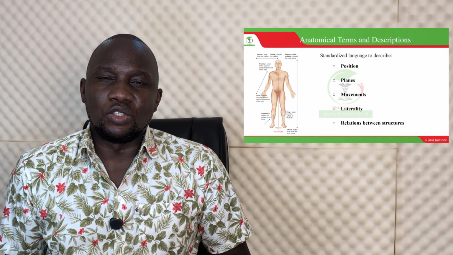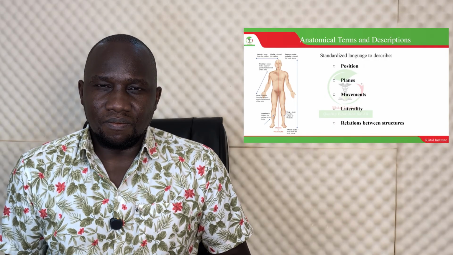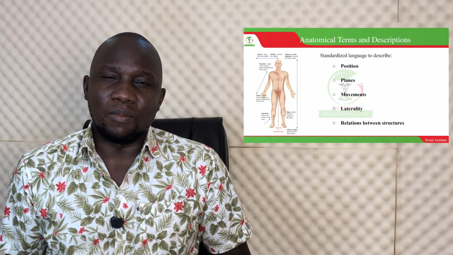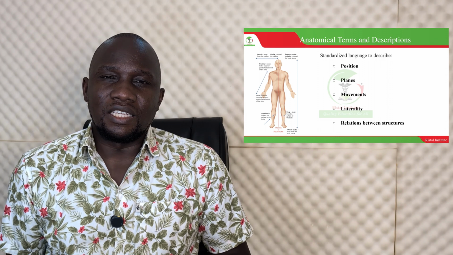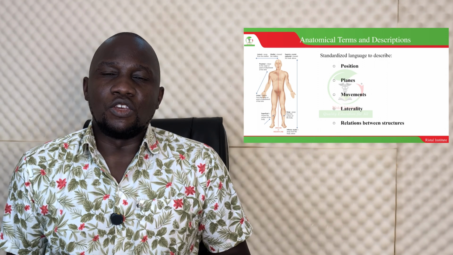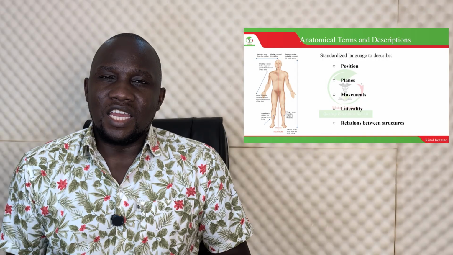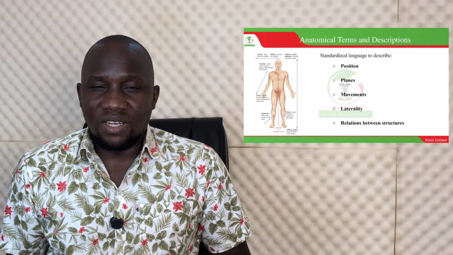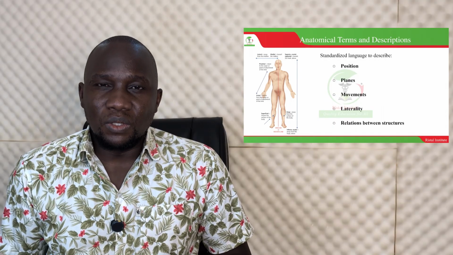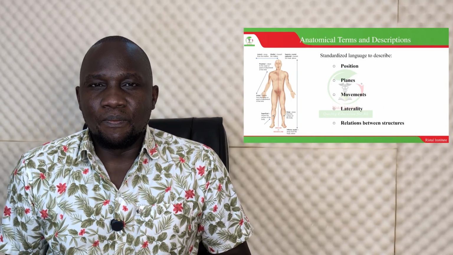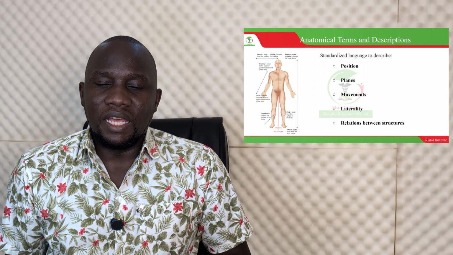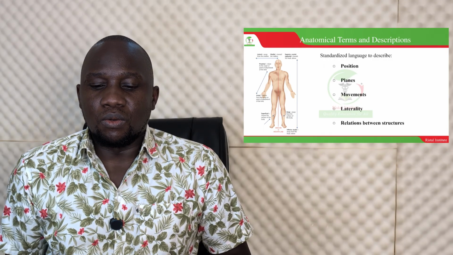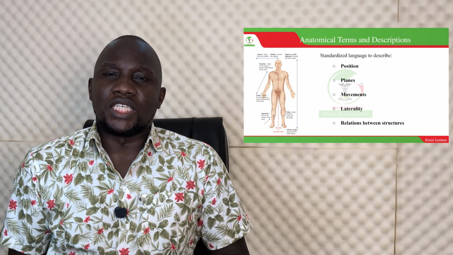If you're referring to the left upper arm, the person knows that you're talking about this. If you're saying that it is located medial to a particular organ, then the person knows what you're talking about. So it's very important to understand these terms, because these terms are used in describing position, planes, movements, laterality, and then also relations between structures.